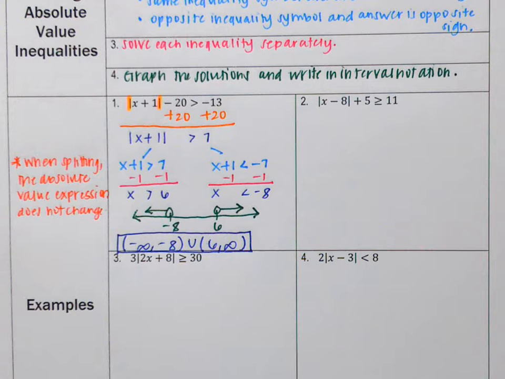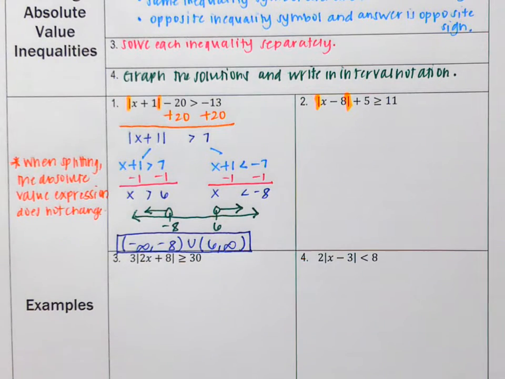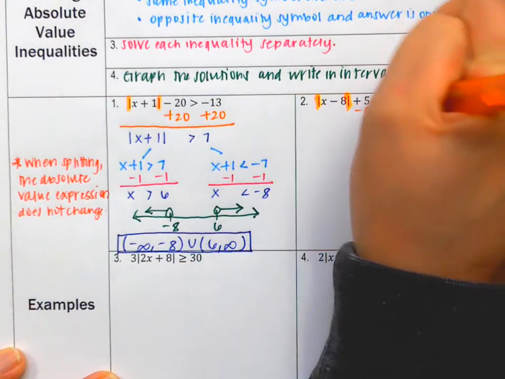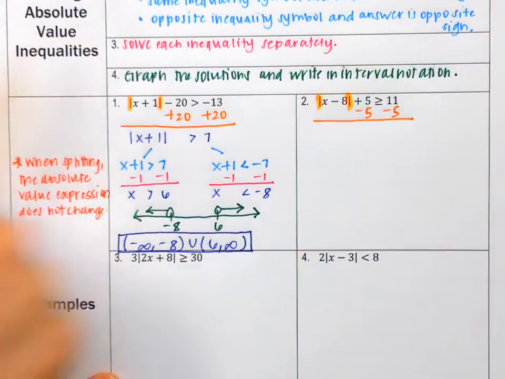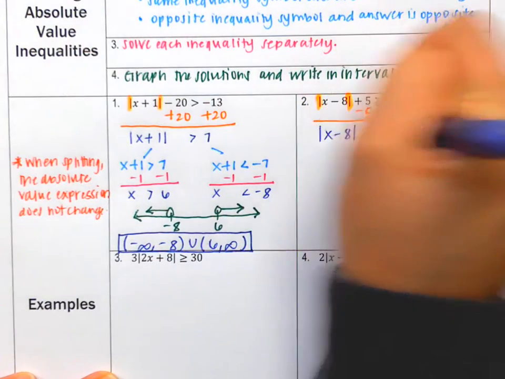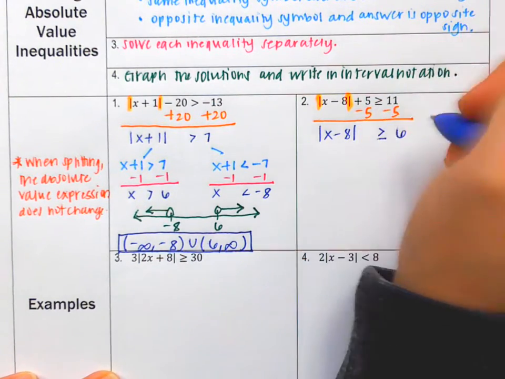Okay, so if you're thinking, get the absolute value expression alone, which the absolute value expression is x minus 8, you would be correct. So that means we need to look at what's being added or subtracted or multiplied or divided, and that's that plus 5. So I first want to undo that. I want to subtract 5 from both sides. And then I get the absolute value of x minus 8 is greater than or equal to 11 minus 5, which is 6.